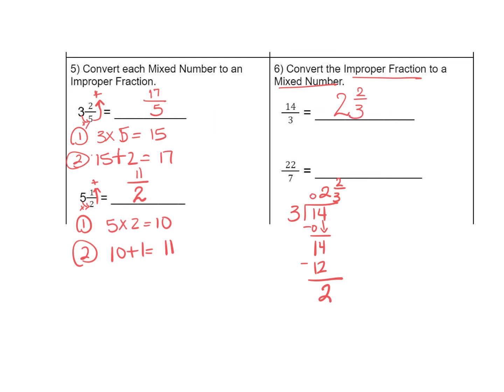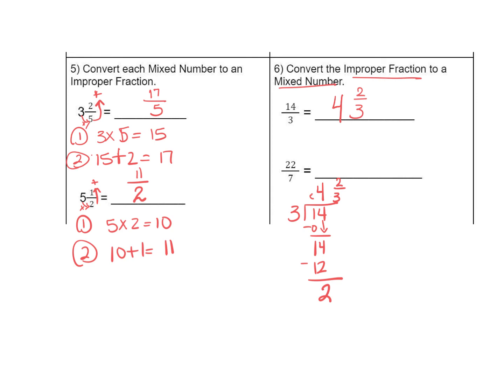Miss House made a mistake. It is not 2. Oops, here we go. It's not 3, it is 4. 3 times 4 is 12. Woo, this house. So 14 thirds is equal to 4 2/3.